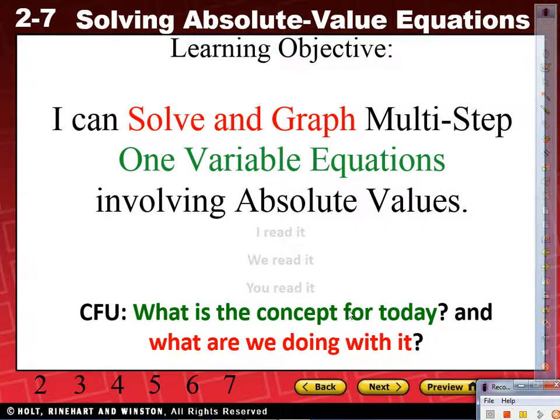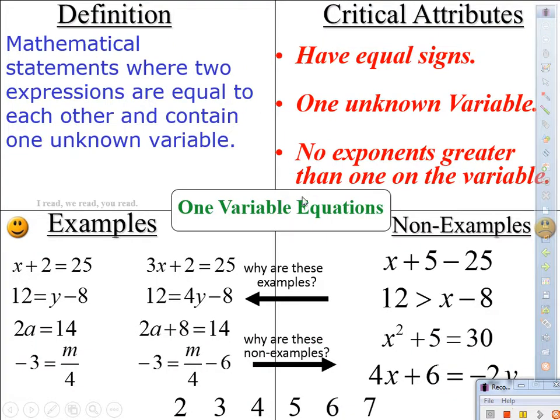Okay? So, do we need to write format for one variable equations? No, we already know what they are. We covered that already. We already know our steps. Tell your neighbor the steps for solving equations. Simplify, isolate, plot, check.